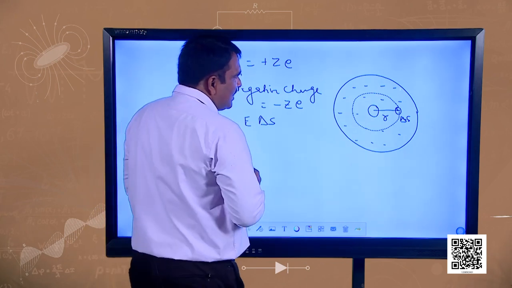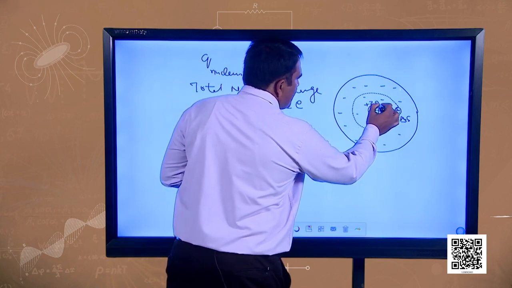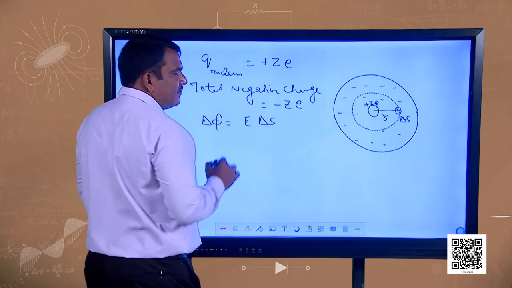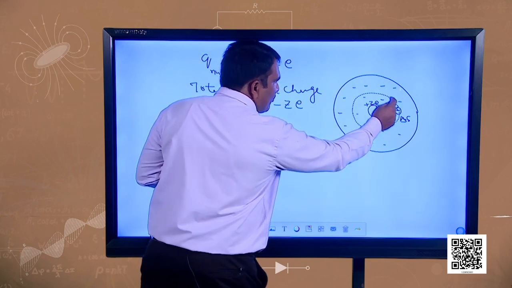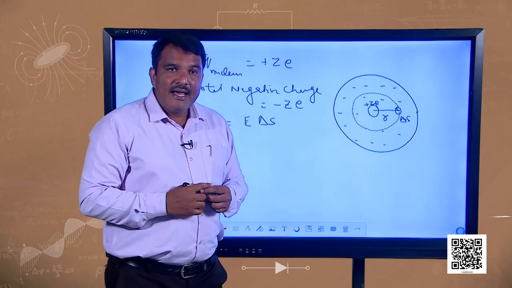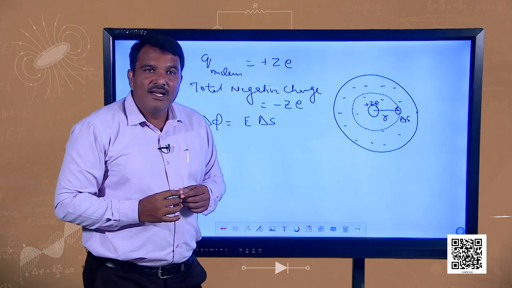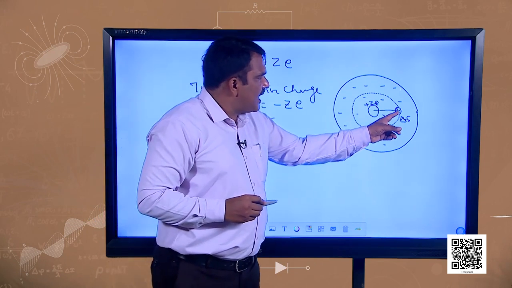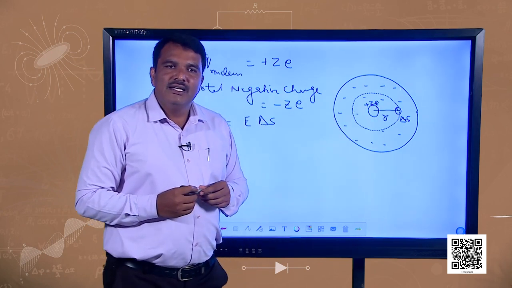Because the charge on the nucleus was plus Ze, and total negative charge on the whole atom is minus Ze. So, the amount of negative charge which is present inside this Gaussian surface should always be less than this charge on nucleus plus Ze. Hence, the net charge which is present inside this Gaussian surface is positive. And if the charge inside the Gaussian surface is positive, so the electric field due to this charge at this point P should be radially outward, and the direction of the normal is also outward.